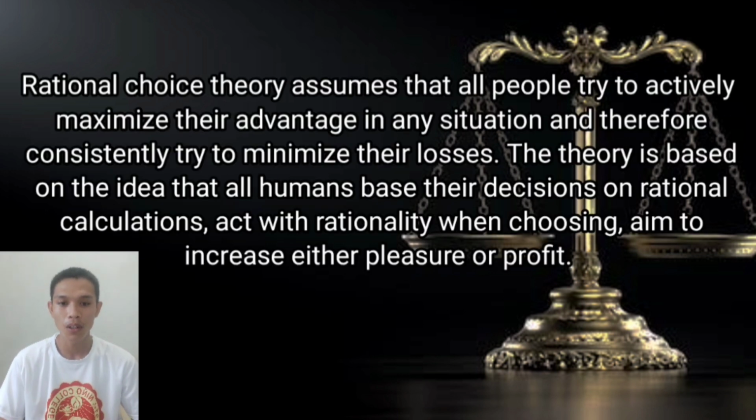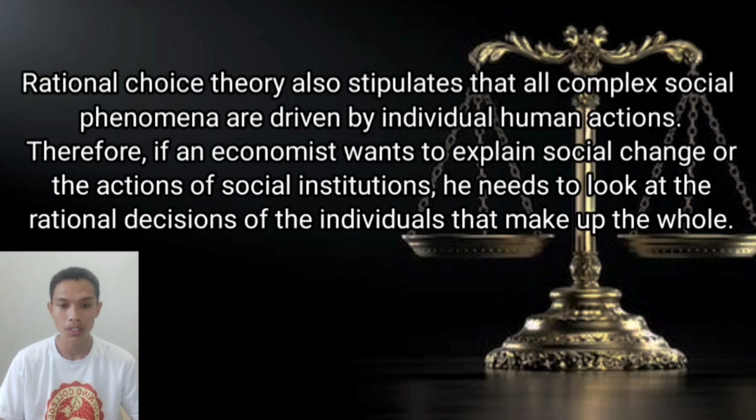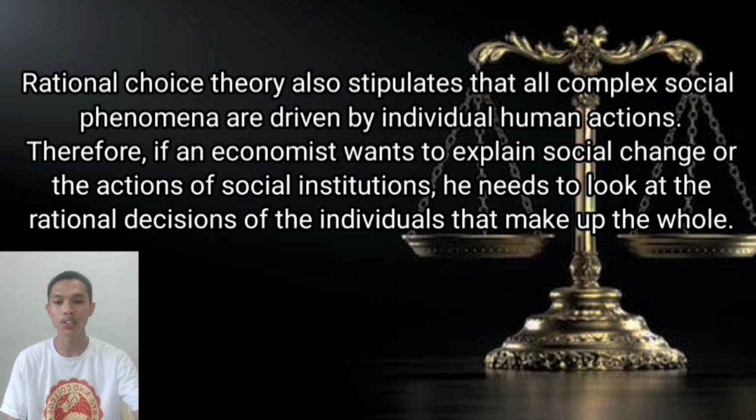Rational choice theory assumes that all people try to actively maximize their advantage in any situation, and therefore consistently try to minimize their losses. The theory is based on the idea that all humans base their decisions on rational calculations, act with rationality when choosing, and aim to increase either pleasure or profit. Rational choice theory also stipulates that all complex social phenomena are driven by individual human actions. Therefore, if an economist wants to explain social change or the actions of social institutions, he needs to look at the rational choice decisions of the individuals that make up the whole.